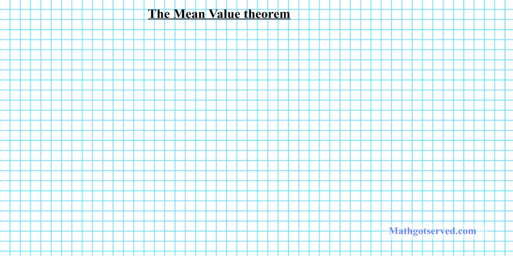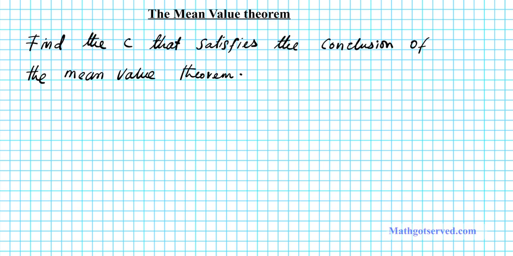All right, so for question number 1, we are to find the C that satisfies the conclusion of the mean value theorem. In the problem for number 1, we have the function f of x equals x to the third minus 4x squared plus 5x minus 2 on the closed interval 0, 2.